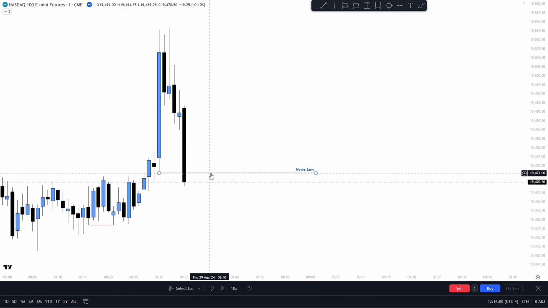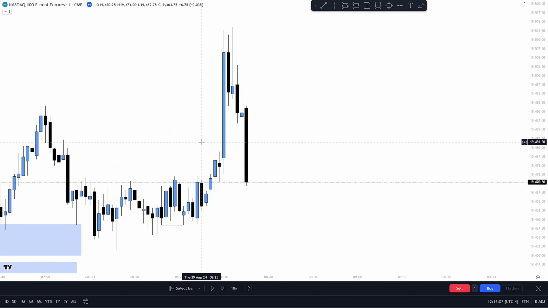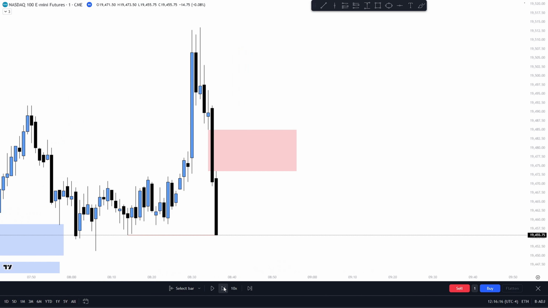The news low has also been swept. Well, sometimes this does happen. You won't be having trades every single news day, but they are higher probability days compared to other days. But let's continue waiting for a setup.